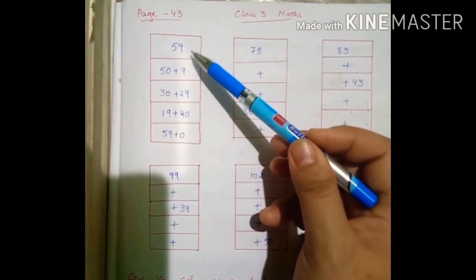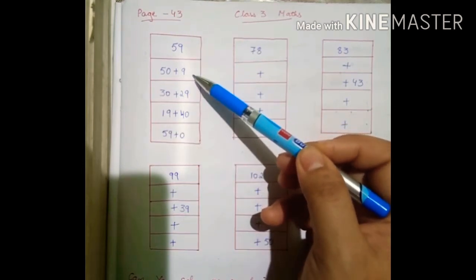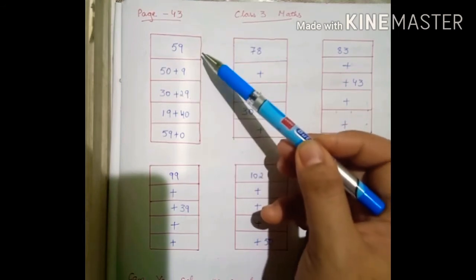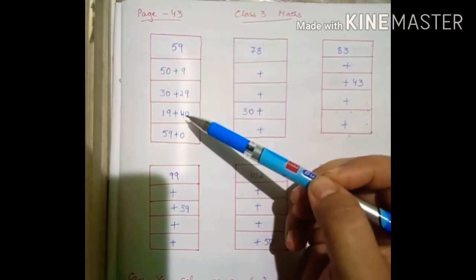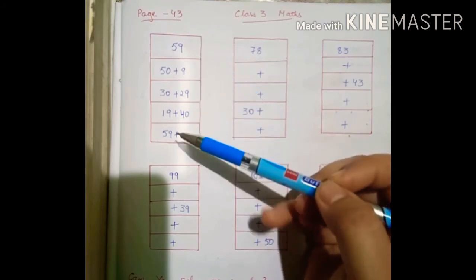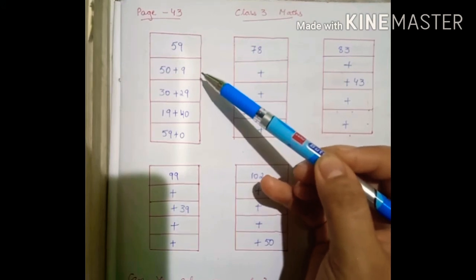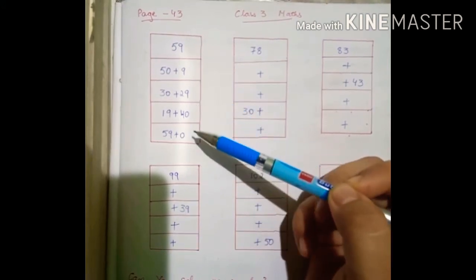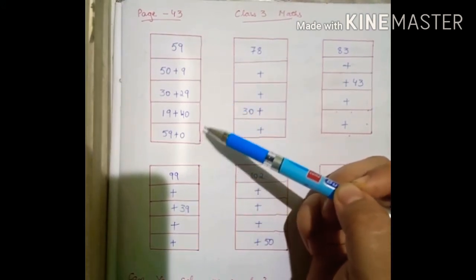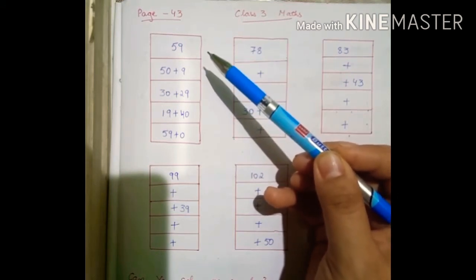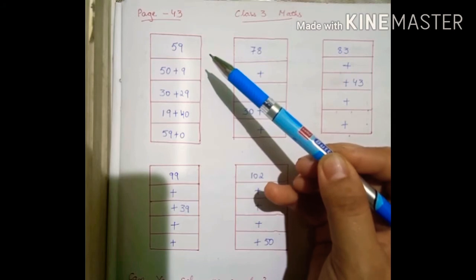The first one is 50 plus 9 means 59. 30 plus 29 is 59. 19 plus 40 is 59, and 59 plus 0 is 59. So you have to solve in 4 different ways, and all the answers should be 59, which is in the first box. Let's try to solve the other question.